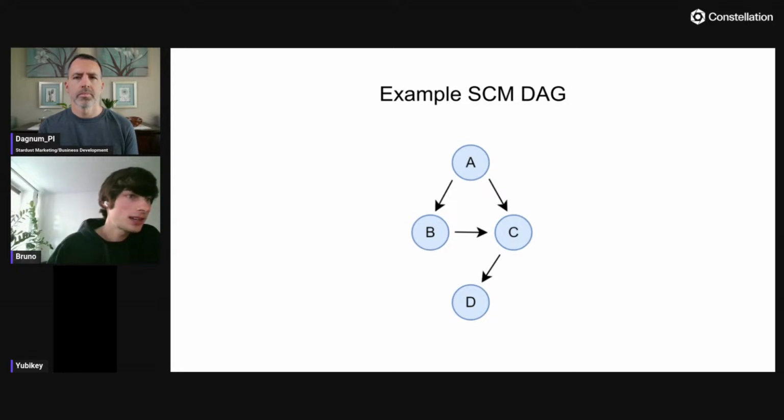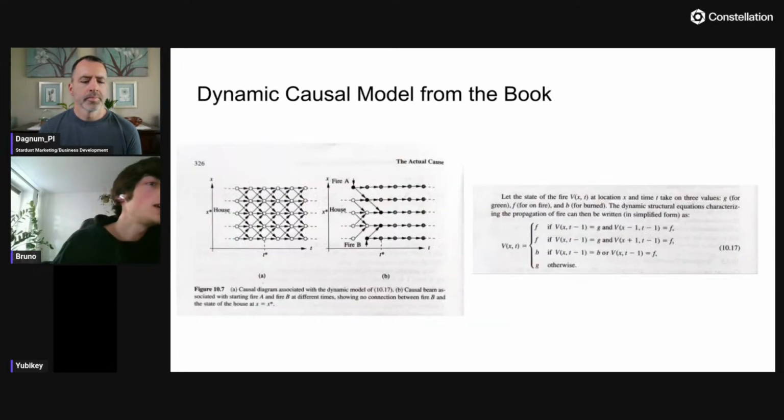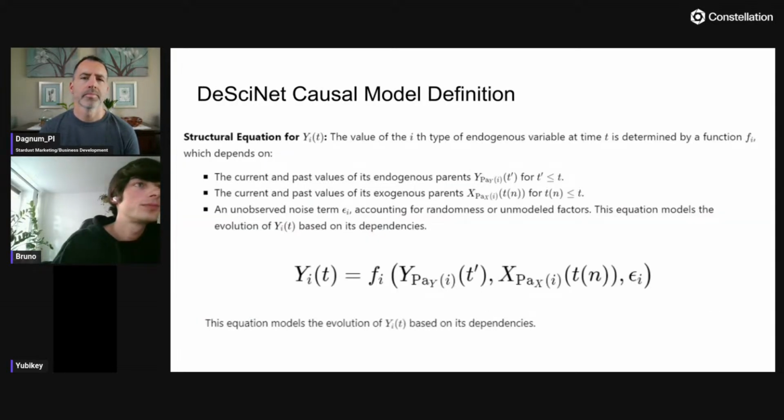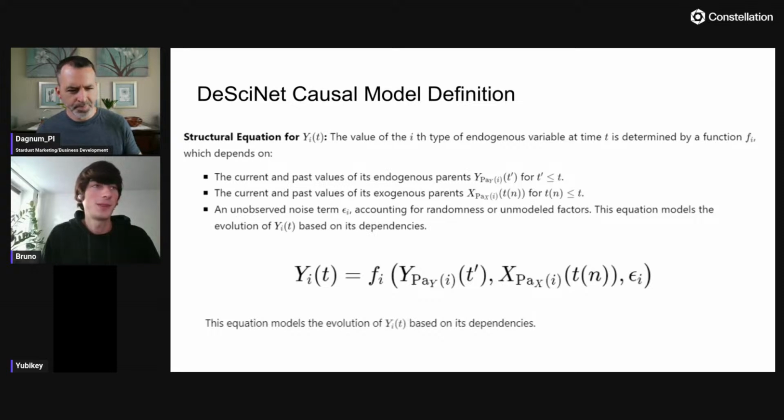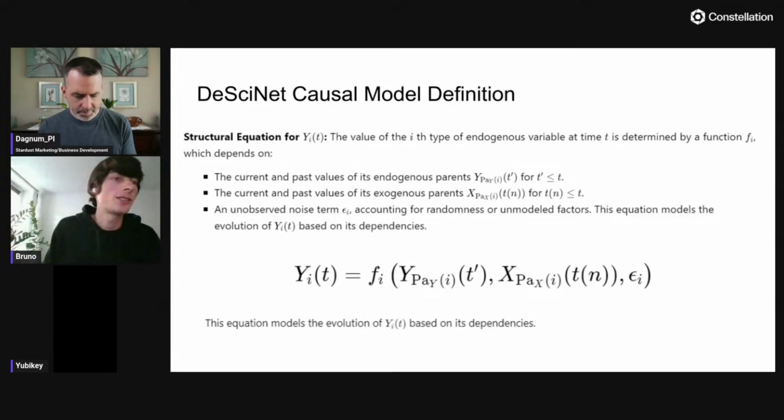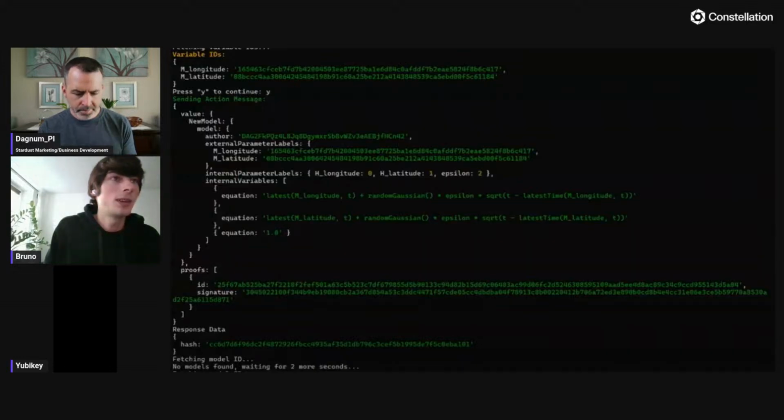And now DeSciNet, the models in DeSciNet look like this, where it's a mathematical way to basically say the same thing, except that time is discretized into snapshots, and these equations really are arbitrary scalar expressions. So ultimately, you arrive at a point where you can upload a model that looks like this.